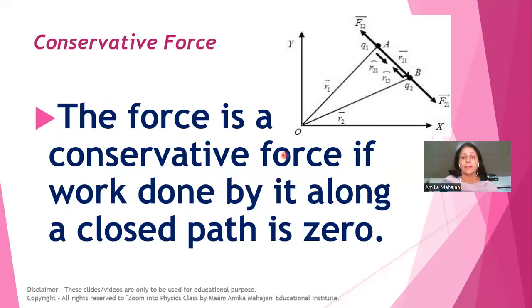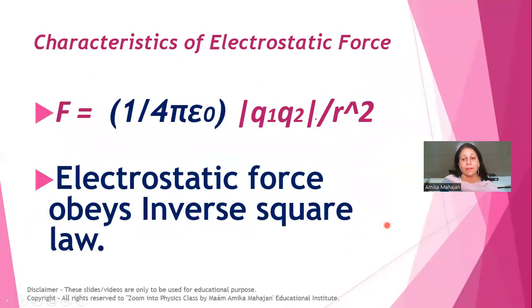Also, a force is said to be conservative if the work done along a closed path is zero. Check here. First, we move from A to B, then back to A. So it is a closed path. We are coming back to the same position, A, after moving from A to B like this, then B to A like this. So the work done along a closed path is zero in the case of electrostatic force. So this is again proving that it is a conservative force.